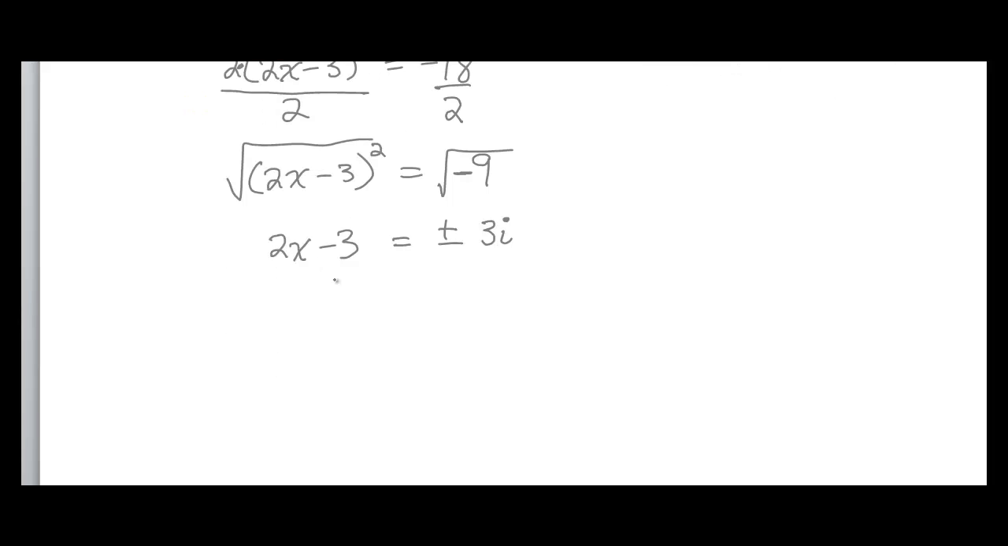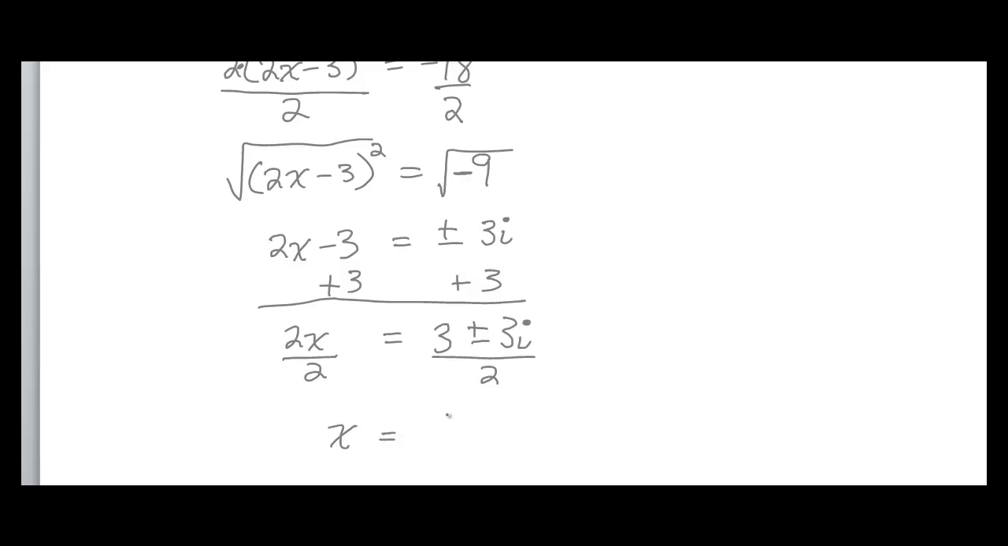Now that I have this, I can add 3 to both sides. So I have 2x equals, and in the same fashion that I did before, I'm going to put the plus or minus part second. So I have 3 plus or minus 3i. And then I can divide both sides by 2. And I get x equals that thing right there. 3 plus or minus 3i all over 2.